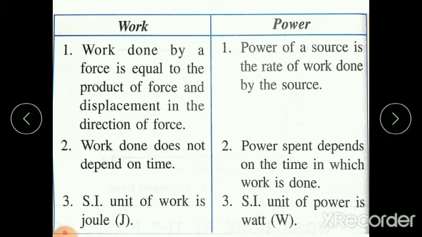Let's see the difference between work and power. The first one, work done by a force is equal to the product of force and displacement in the direction of force. The power of a source is the rate of work done by the source. Power is equal to work done divided by time taken. Second, work done does not depend on time, but the power spent depends on the time in which work is done. Third, the SI unit of work is joule, and the SI unit of power is watt.